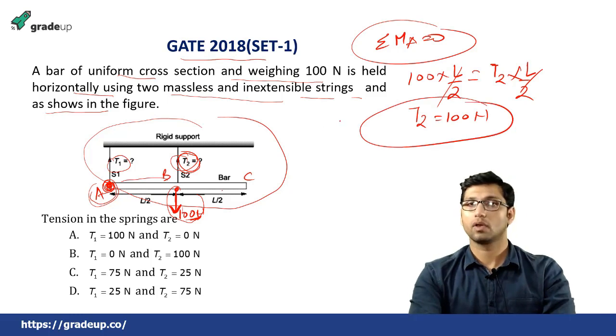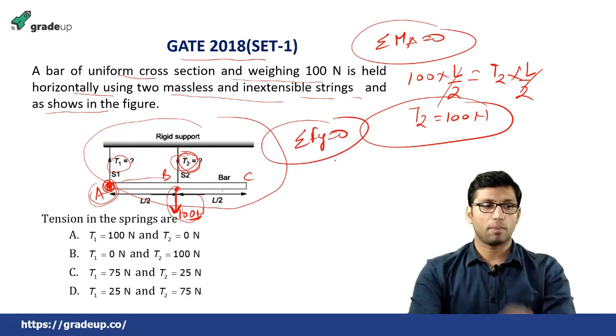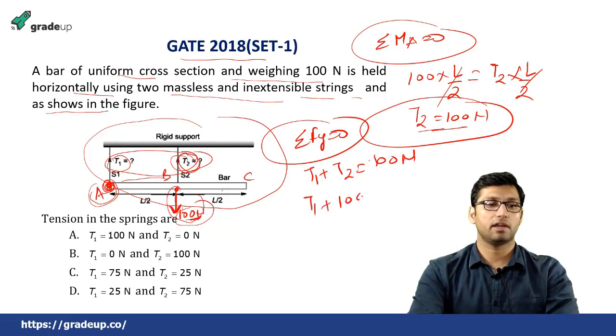Now the second equation that will be applied is equilibrium of forces. From equilibrium of forces, the net tension acting upward will be equal to the weight, which is 100 Newton. You know the value of T2 is 100, so T1 plus 100 equals 100. After solving it, you will get T1 equal to 0 and T2 equal to 100.